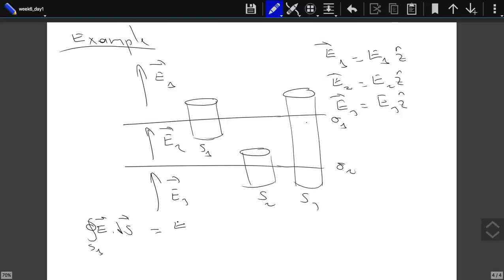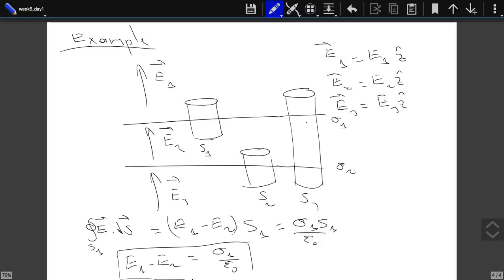So this will be E1 minus E2 times S1, which should be sigma 1 times S1 over epsilon 0. So this tells me that E1 minus E2 should be equal to sigma 1 over epsilon 0. Well, this is kind of nice, because it tells me what the charge distribution is by just looking at how the electric field changes right at the top and at the bottom.